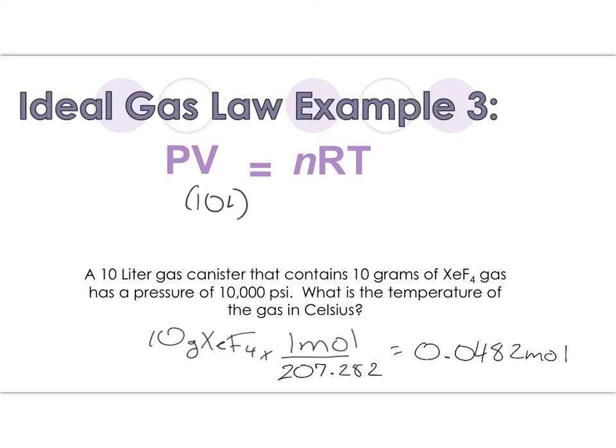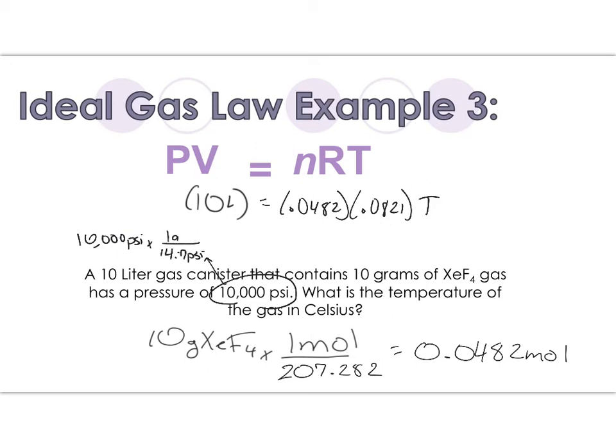Once you have your answer in moles, you can go ahead and plug it into the formula. Remember, your rate constant is always the same, and your temperature is what you're going to solve for. It gives you your pressure in PSI, so you do want to convert that over. So you have 10,000 PSI, and you know that 14.7 PSI is equivalent to 1 atm. All right, so 10,000 divided by 14.7, you get your pressure as 680 atm.